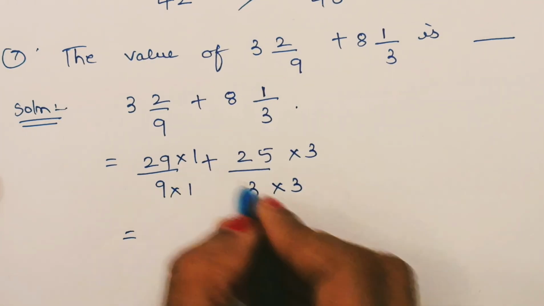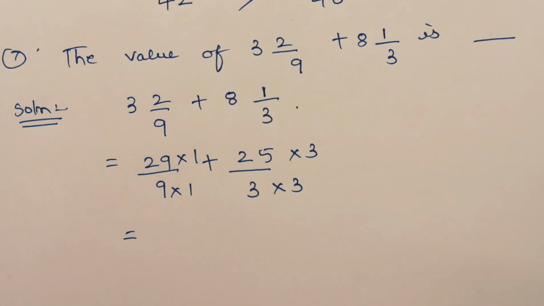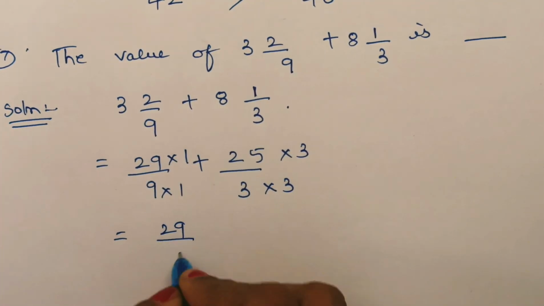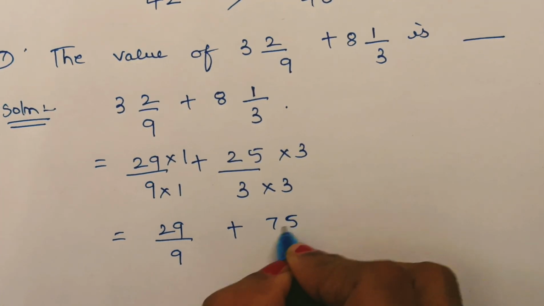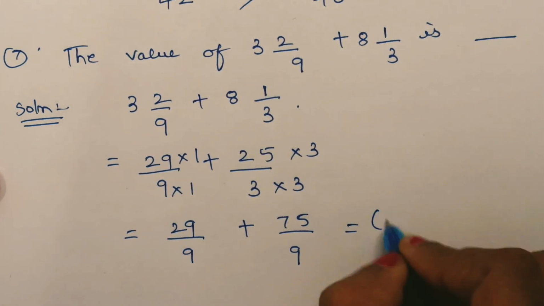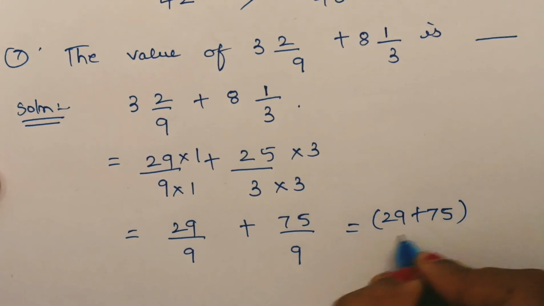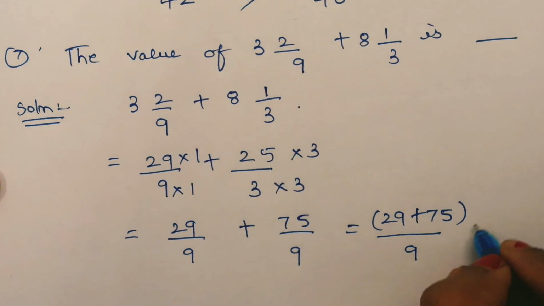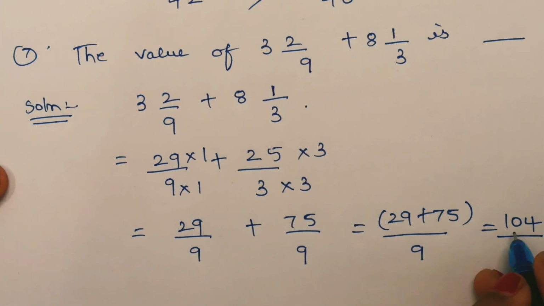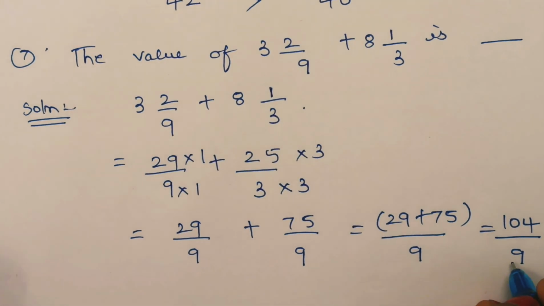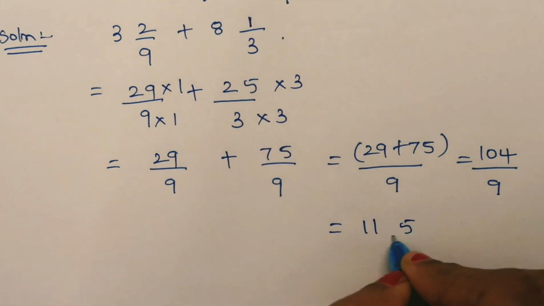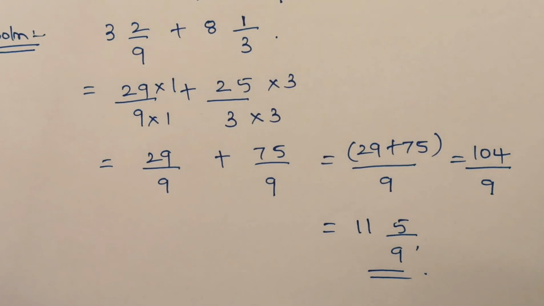So you have found out the LCM of 9 and 3. LCM of 9 and 3 is what? 9. So 29 by 9 plus 75 by 9. Since the denominators are same, so you can add 29 plus 75 by 9, which equals how much? 104 by 9. Divide this as the answer is in improper fraction, which is equal to 11 5 by 9. So this is your final answer.